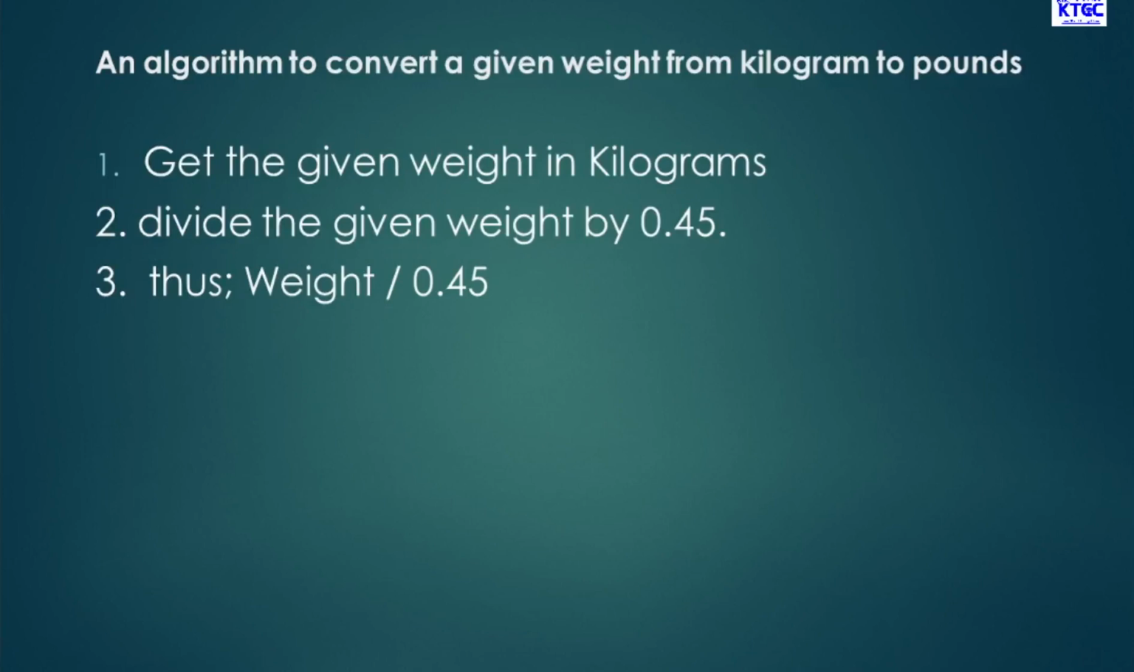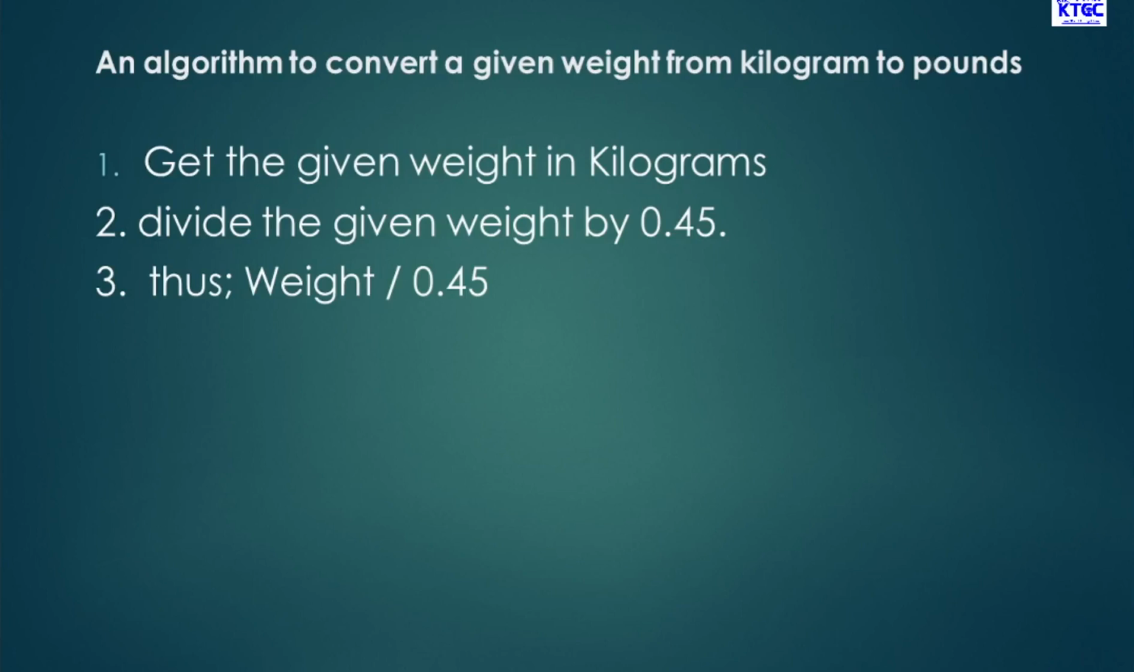The first step says: get the given weight in kilograms. Step 2: divide the given weight by 0.45. And then step 3: the weight in kilograms divided by 0.45 gives us the weight in pounds. So this is the algorithm.